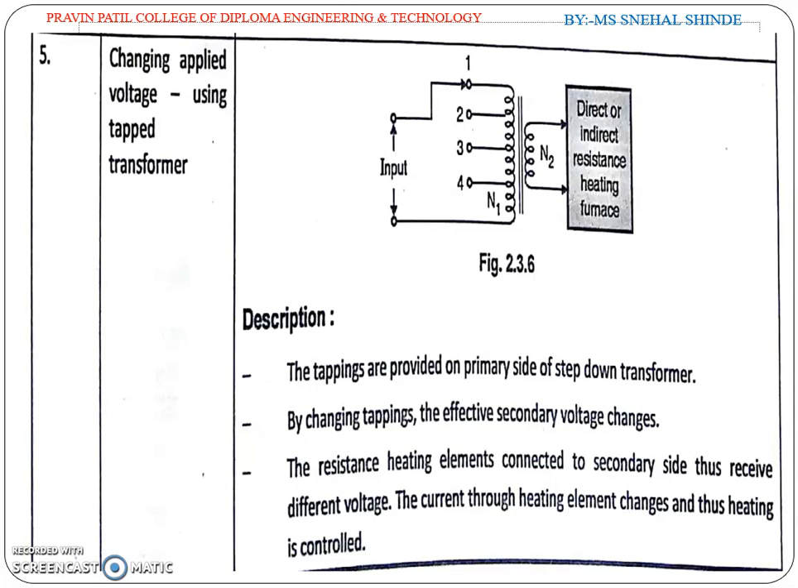In the fifth type, changing applied voltage using tapped transformer. The tappings are provided on the primary side of the step-down transformer. By changing tappings, the effective secondary voltage changes. The resistance heating element connected to secondary side thus receives different voltage. The current through heating element changes and thus heating is controlled.